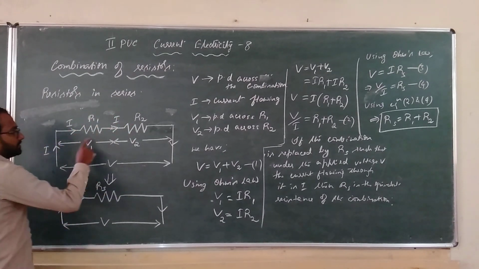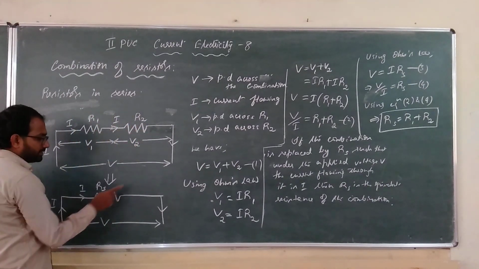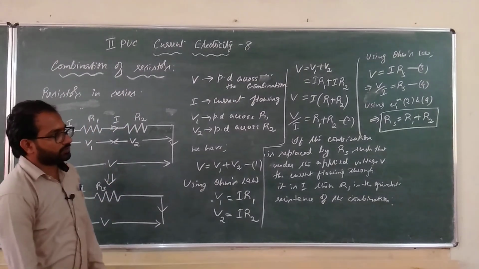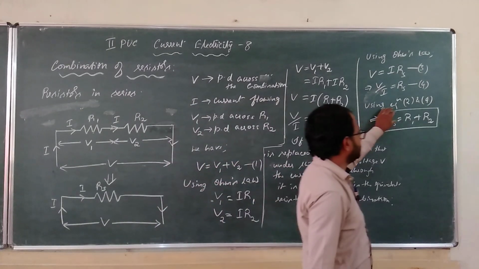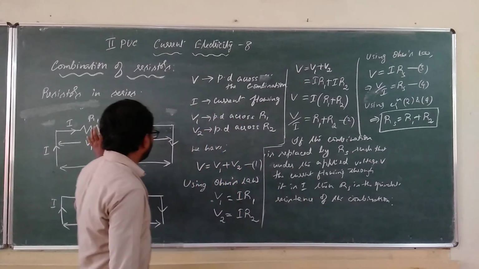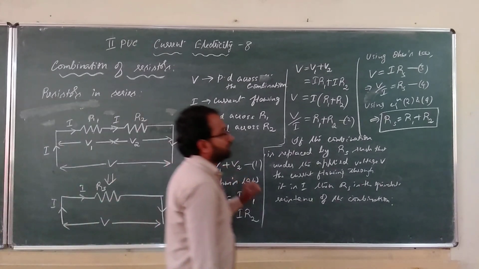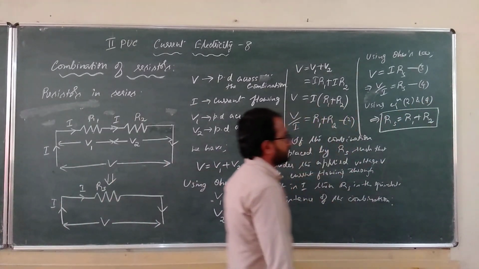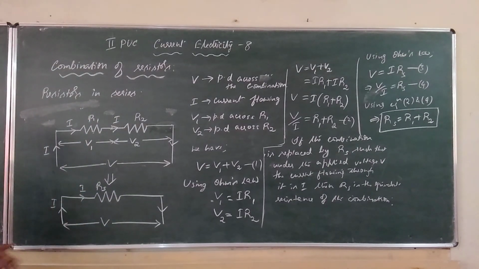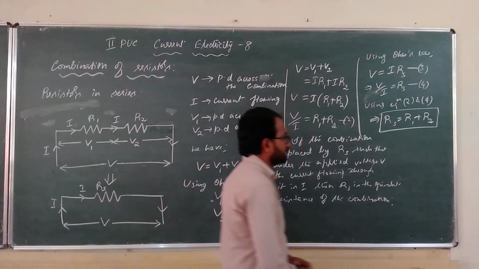So these two resistors in series combination are acting as a single resistor of resistance Rs, which is given by R1 plus R2. So the equivalent resistance, the effective resistance of the combination of series resistors, is equal to the sum of the individual resistances of the resistors. Okay, so the effective value of resistance in a series combination is the sum of individual resistances. Rs is equal to R1 plus R2.